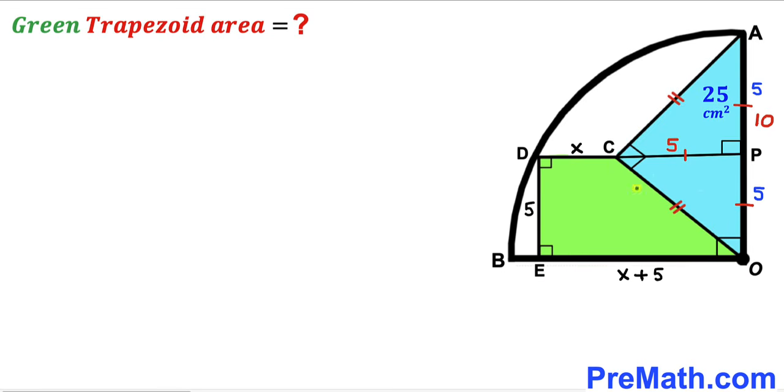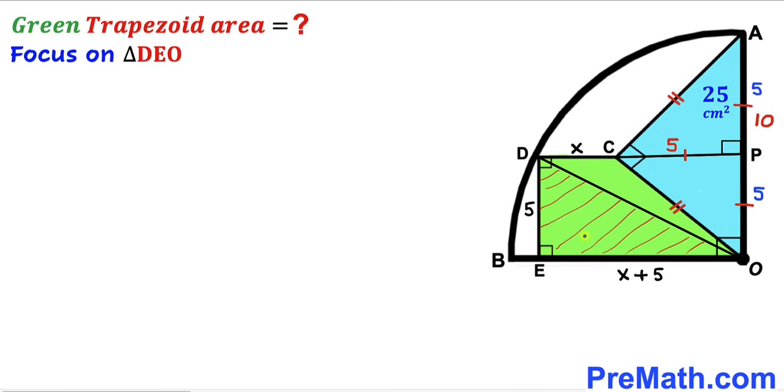In this next step, I am going to connect this center O and this point D, as you can see in this next step. Now let's focus on this right triangle DEO. We can see that this DO is our radius R, and we know the radius of this quarter circle is 10. Therefore, this hypotenuse DO length is going to be 10 centimeter.